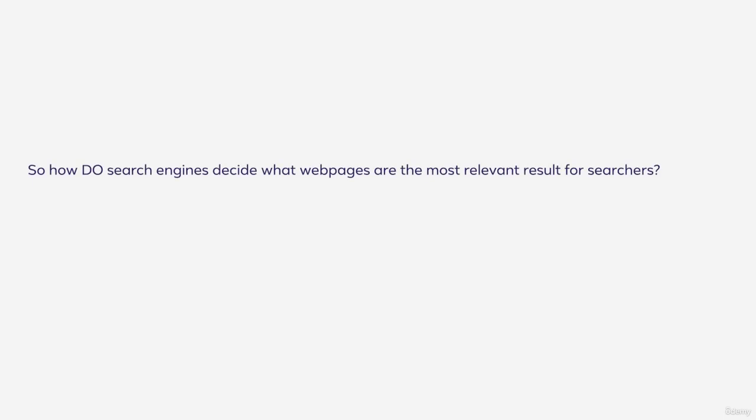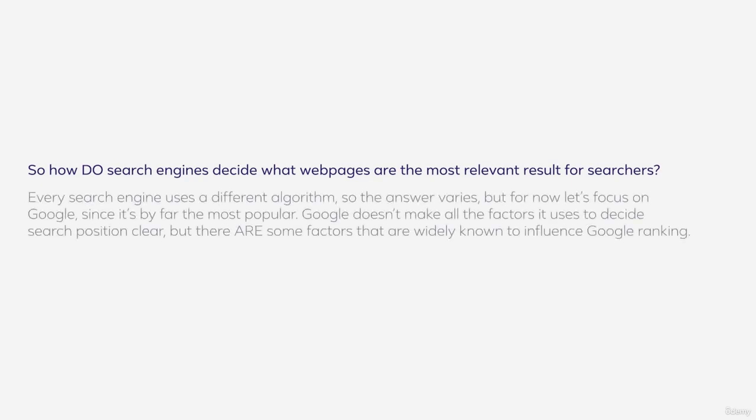So how do search engines decide what web pages are the most relevant result for searchers? Every search engine uses a different algorithm, so the answer varies. But now let's focus on Google, since it's by far the most popular. Google doesn't make all the factors it uses to decide search positions clear, but there are some factors that are widely known to influence Google ranking.